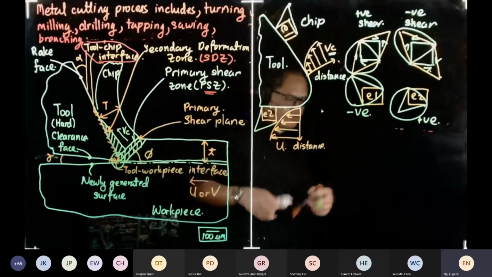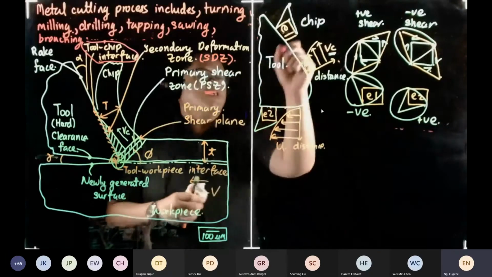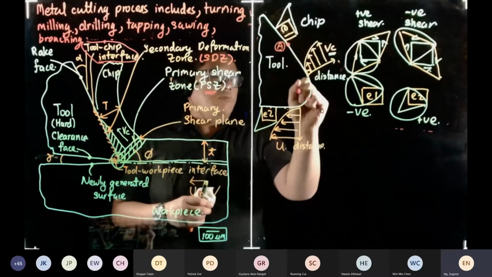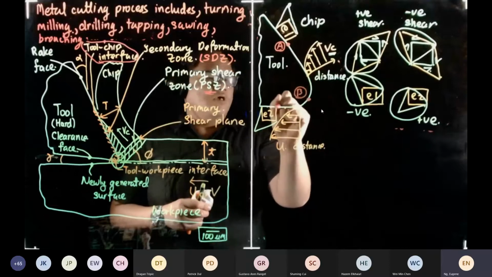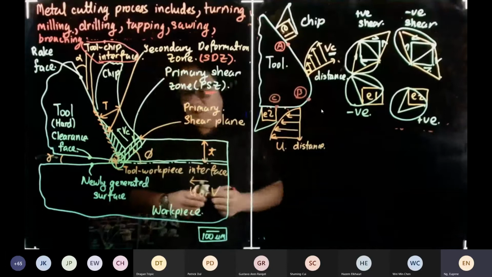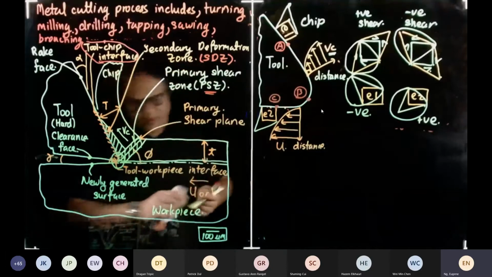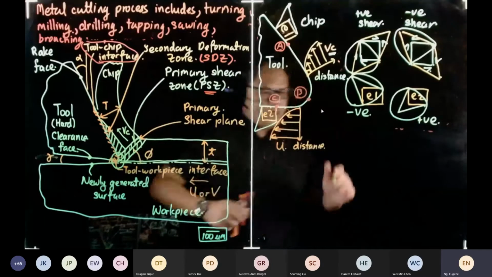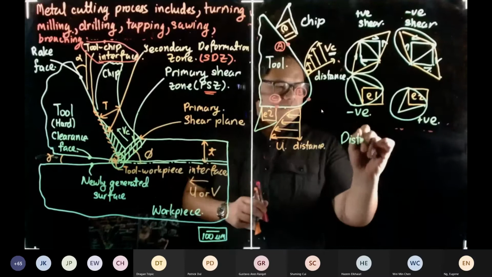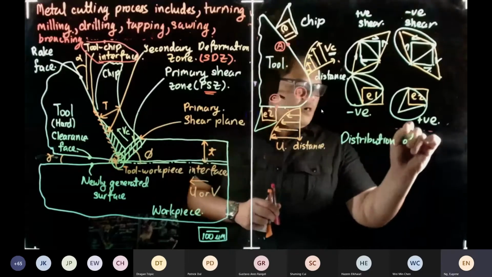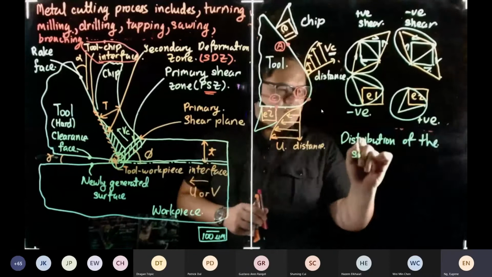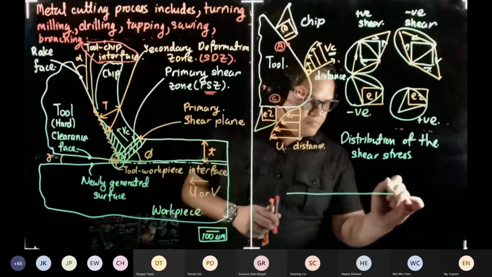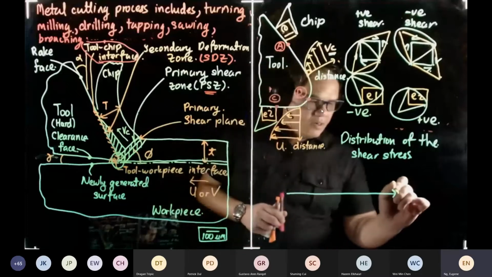Now, I'm going to name. So this is my point A. Over here, this is my point B. Then over here, this is my point C. I'm going to label three points, A, B, and C. So if we were to draw the distribution of the shear stress, we have one axis over here. This is my distance.